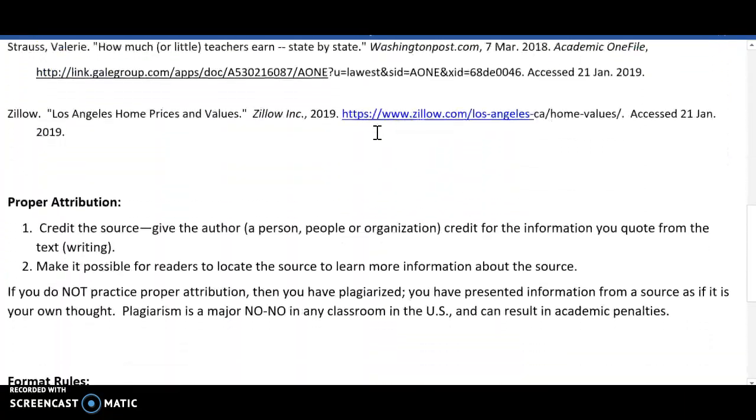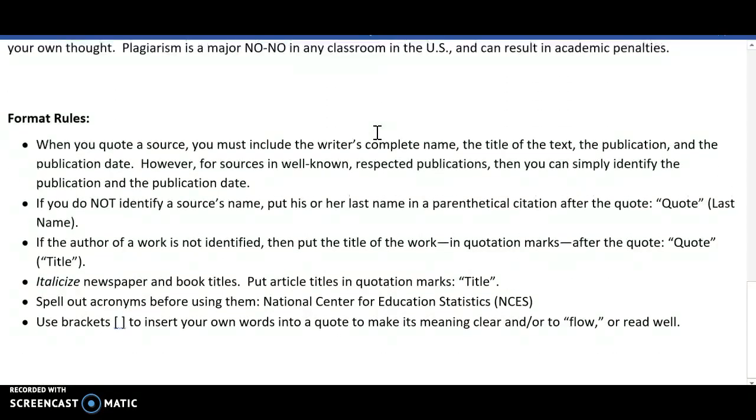And I have here a list of format rules that I'm covering with you right now. And these are two of the rules here about the acronyms and the brackets. Spell out acronyms before using them. National Center for Education Statistics, NCES. Newspapers do not do that, but you need to do that in your essay. And you can use brackets to insert your own words into a quote to make its meaning clear and/or to flow or read well.